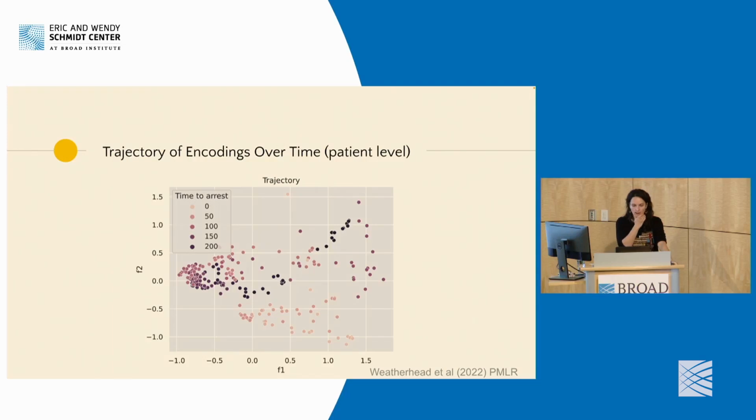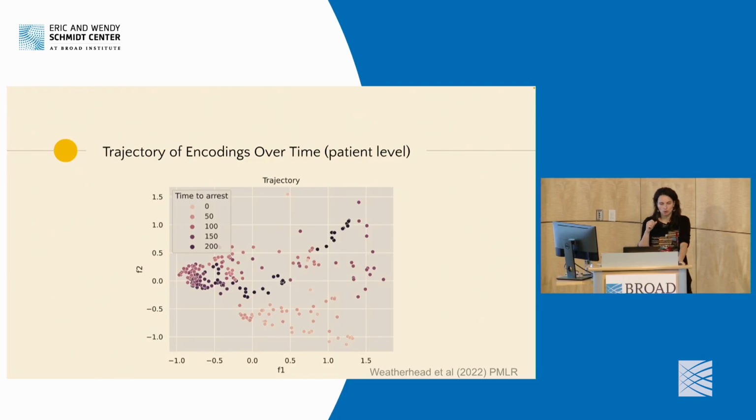Yeah, and so another interesting point was looking at the trajectory in the embedded space over time, so how close you are. The darker dots on the plot are ones that are further away from arrest, and the lighter ones are closer to the arrest. You can see that they're embedded in different parts of the space, which gives us some hope that the representations we are learning are actually meaningful.